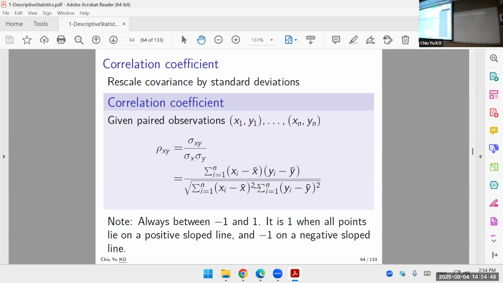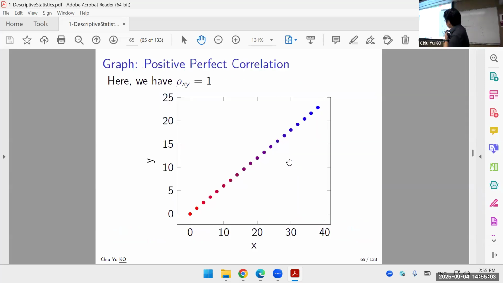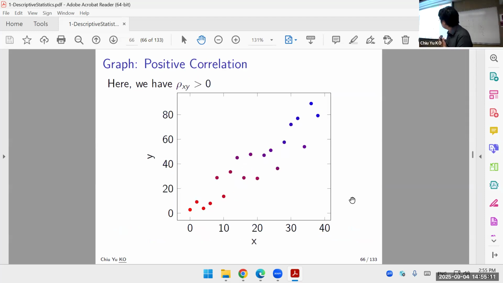Okay, that means that 1 is very strong, positively correlated. -1 is the worst case, negatively correlated. Okay. And let me show you a graph, then you will see. Okay. And this is 1. A perfect line is 1. A perfect upward sloping line is 1. Okay. And the closer the data is to the line, the closer to 1.